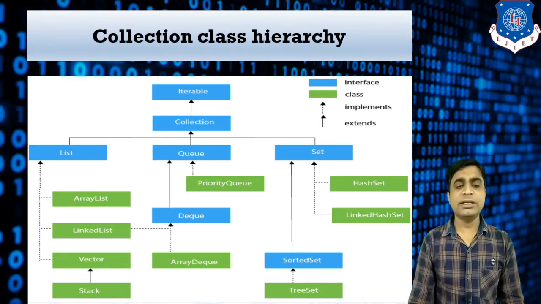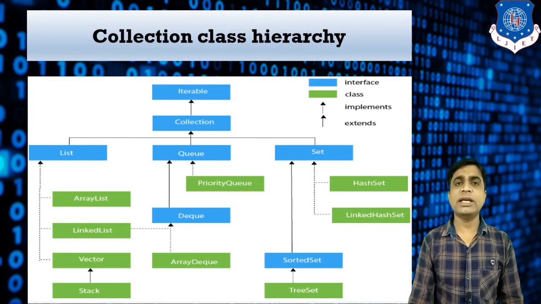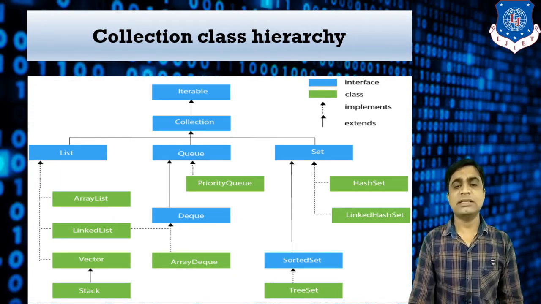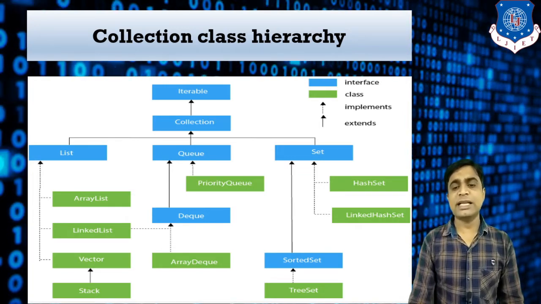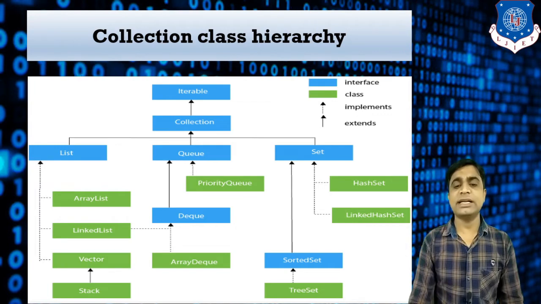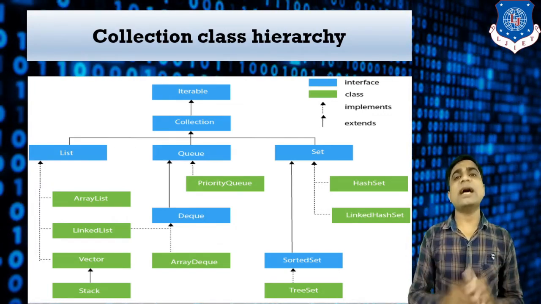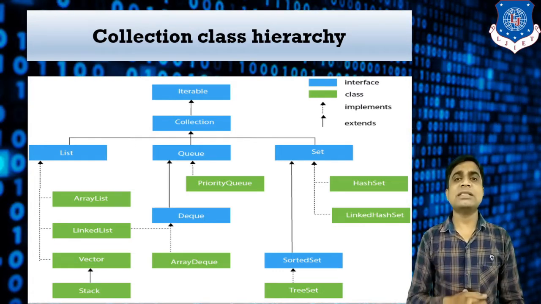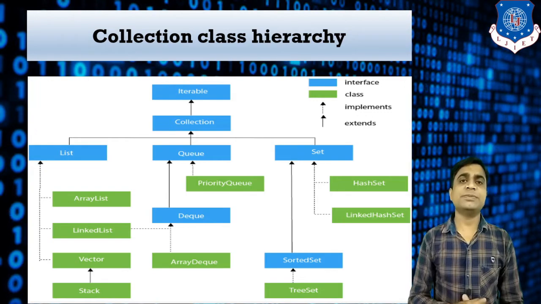Same as in Queue, the Deque is there, ArrayDeque is there, PriorityQueue is there, and lastly the Set is there. Now in the Set interface, different types of set are there, like HashSet, LinkedHashSet and TreeSet. These are the different subclasses of it. So this is the hierarchy showing how each and every class and interface is part of this Collection.